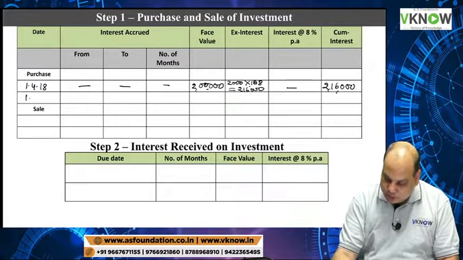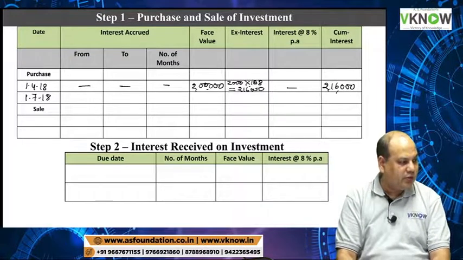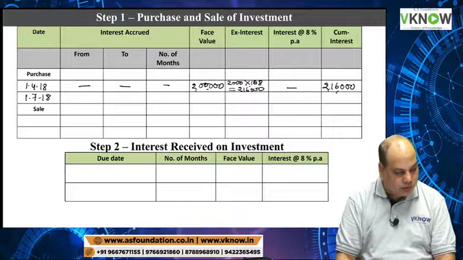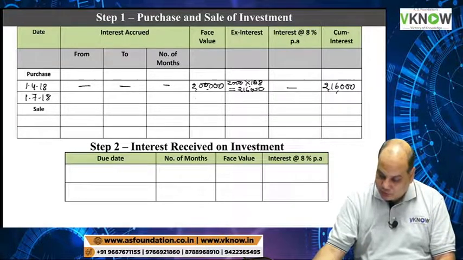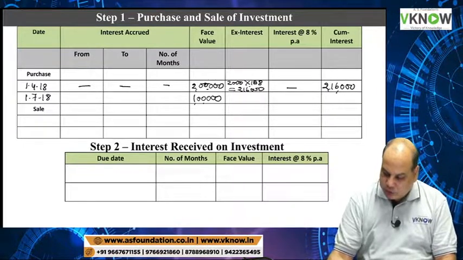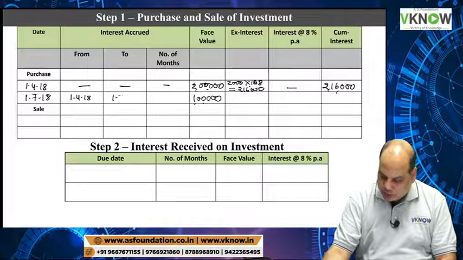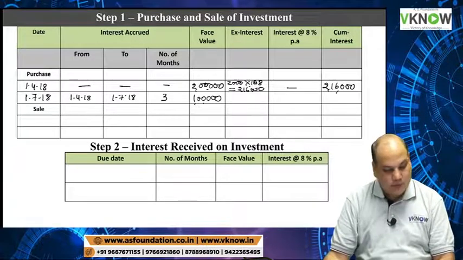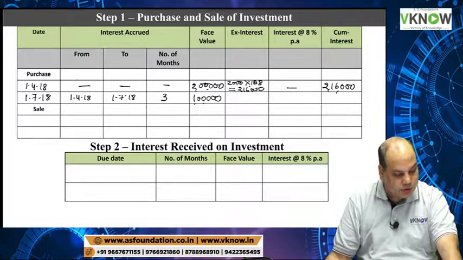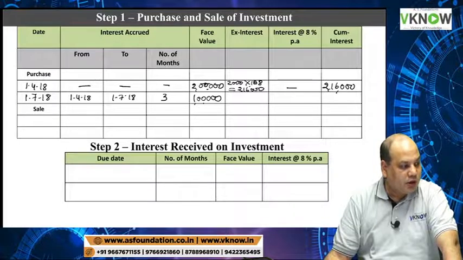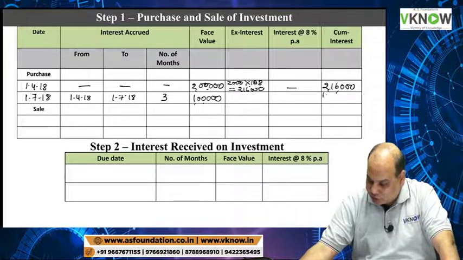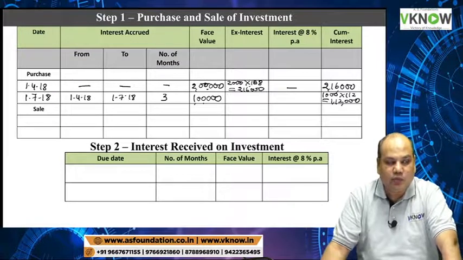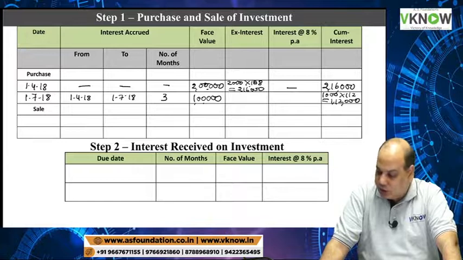One more purchase was made on 1/7/18. The amount is 1 lakh rupees. Face value is 1 lakh. Interest will accrue from 1st April to 1st July 18. April, May, June, 3 months. And this was purchased at 112 rupees cum interest. 112 cum interest, 1000 into 112. In the cum interest column, write 1,12,000.